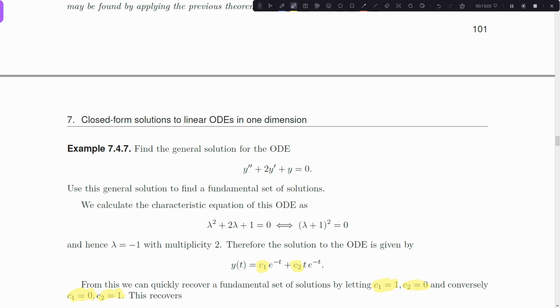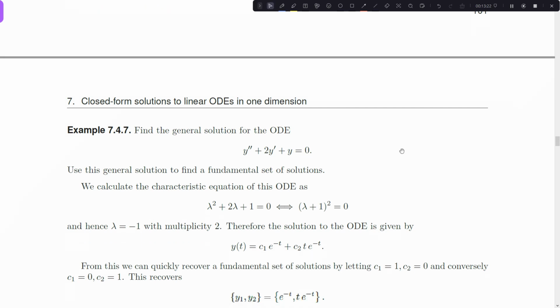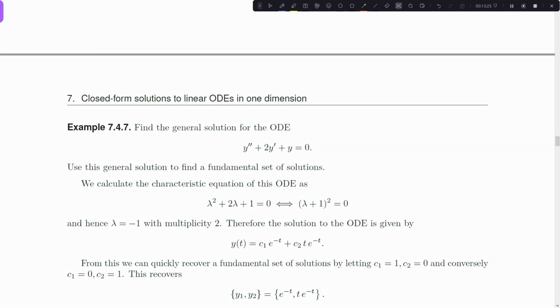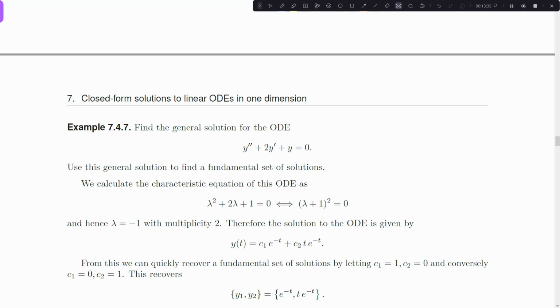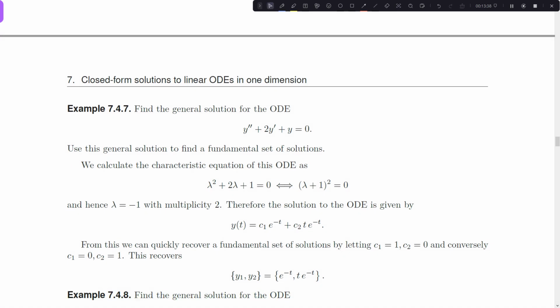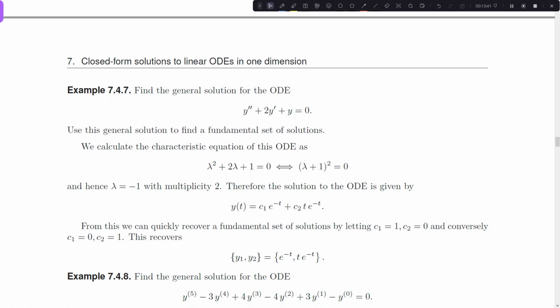Alternatively, you can think about this like a partial derivative in the Cj variable. If you took a partial derivative in C1, you would just recover e to the minus t. Partial derivative in C2, you would recover t e to the minus t. So either perspective is equivalently going to find you your fundamental set, which we get here to be e to the minus t and t e to the minus t. Extracted right from here. We're basically just looking at the terms with only each c being 1 and the rest being 0.